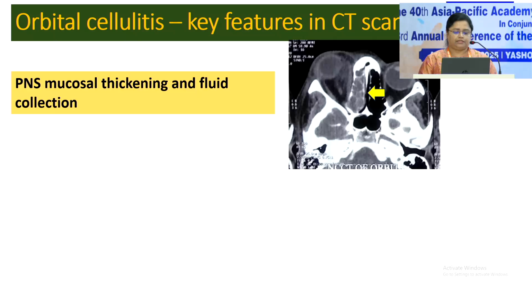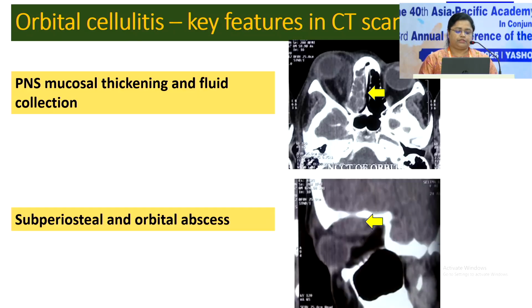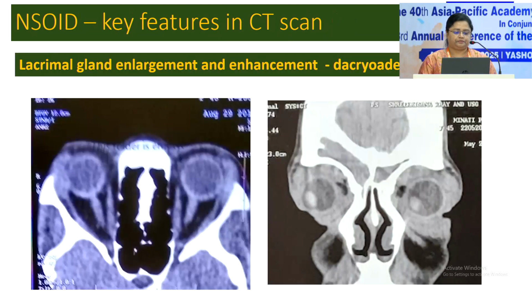and fluid collection, which are very common in orbital cellulitis, which needs surgical treatment. And subperiosteal and orbital abscess, there is collection of fluid under the periosteum, and in these cases, they actually need urgent surgical intervention.